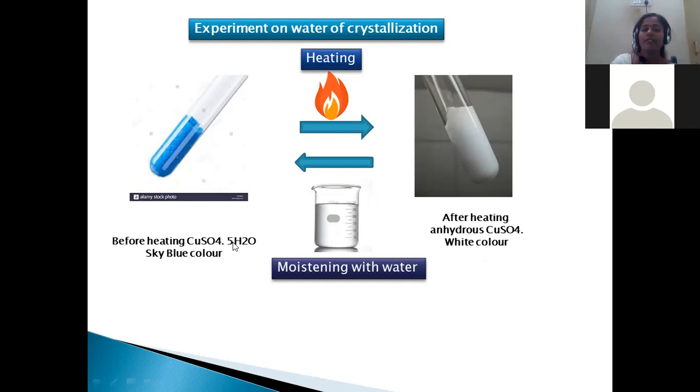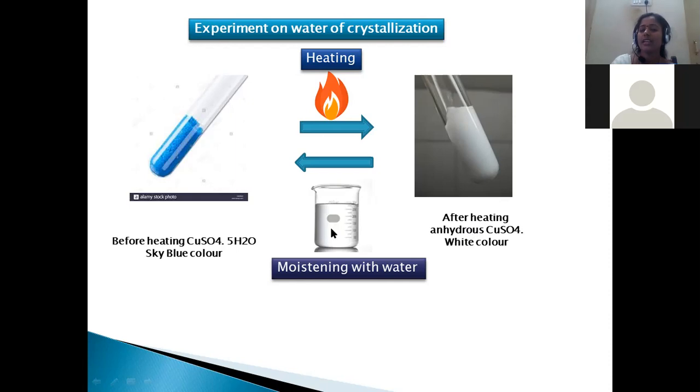Whenever 5 water molecules are present along with copper sulfate, it is in sky blue color. Upon heating, water is evaporated so that the copper sulfate turns into white color. White color indicates there is no water present in it.